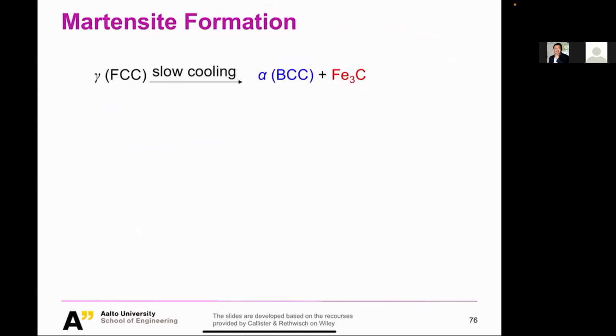So here I gave you a little bit of summary because we're really attacking many different transformations. When we go with slow cooling for our austenite, we're going to get the eutectoid reaction. So you get pearlite. When you go with really fast cooling, so that you're directly going to a very low temperature, this is so-called quenching, rapid cooling, you're going to get martensite.